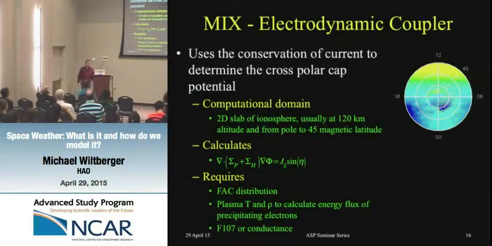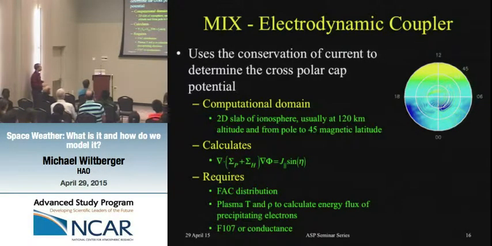The electrodynamic information is obtained from the mix coupler. The mix coupler is actually solving for that convection pattern in the high-latitude region. Right now we're just doing a sort of 2D slab ionosphere, usually at 120 kilometers altitude. And this big complicated beast of an equation is actually just current continuity. It's the divergence of the perpendicular current is equal to the parallel current. And it's basically saying what comes in has to go out by closing in some way that's dependent on what the conductivities are in the Earth's ionosphere.